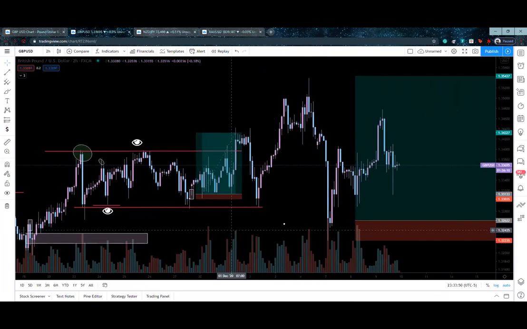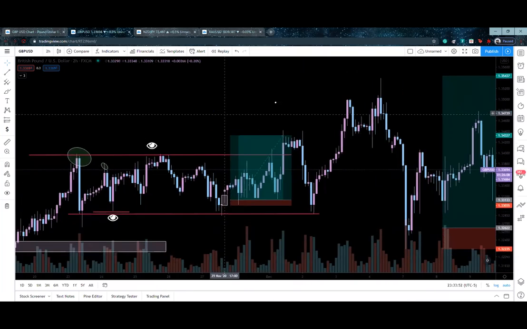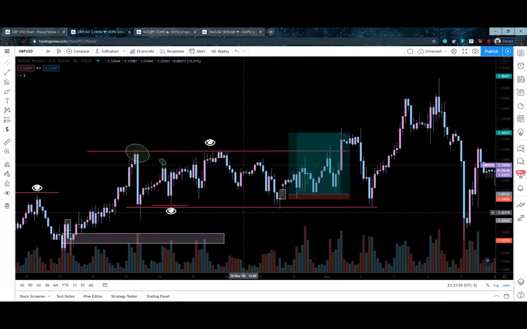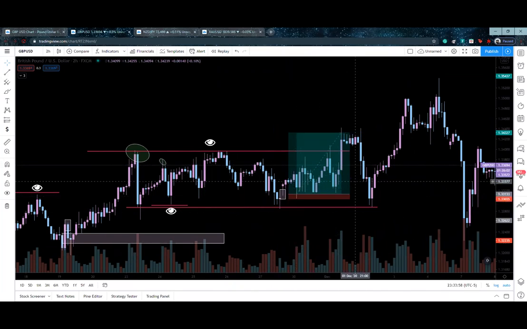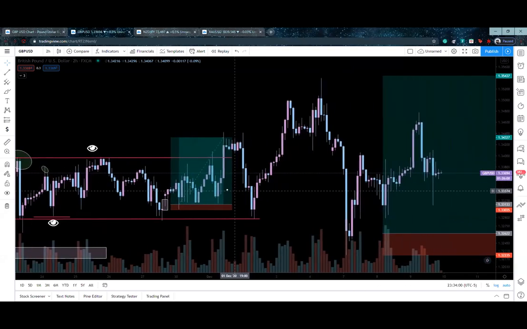So actually, this is a good example. Right here, it creates a channel. There's a lot of liquidity underneath, right? And if you would have fibbed any of these, you would have gotten a buy right off of the 88.6.